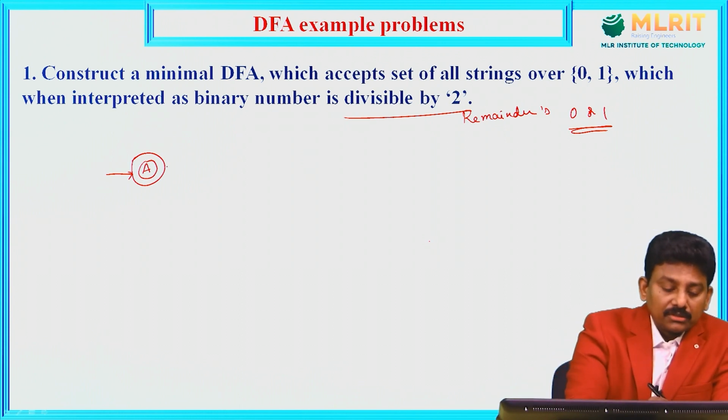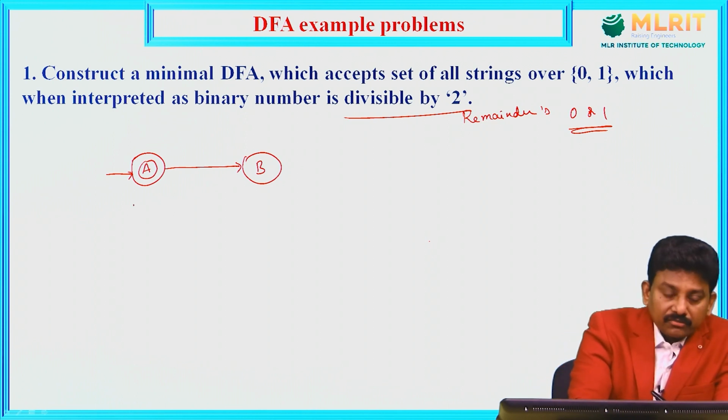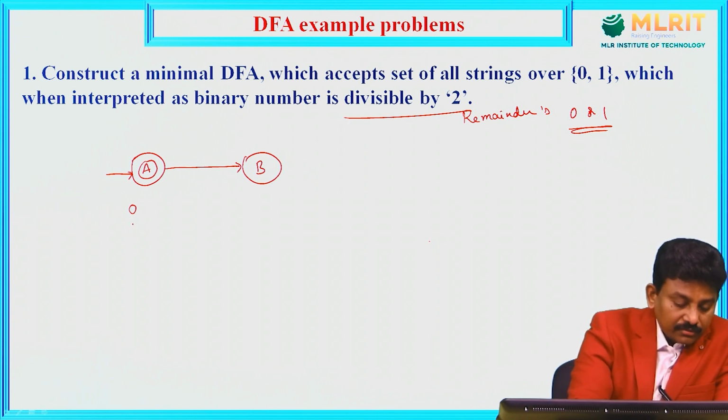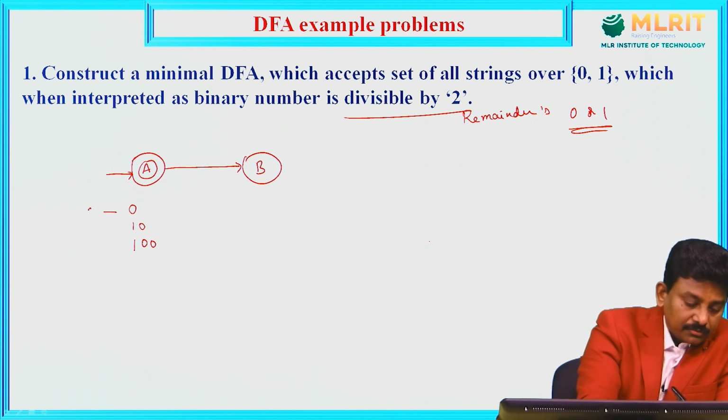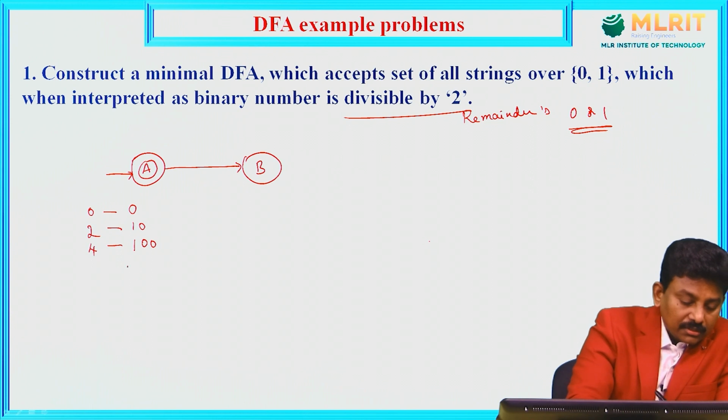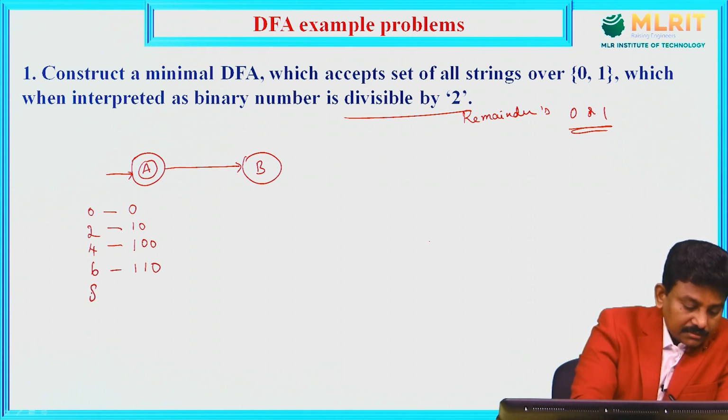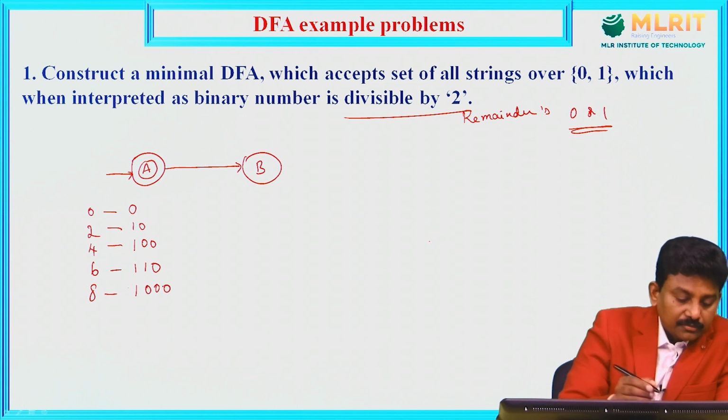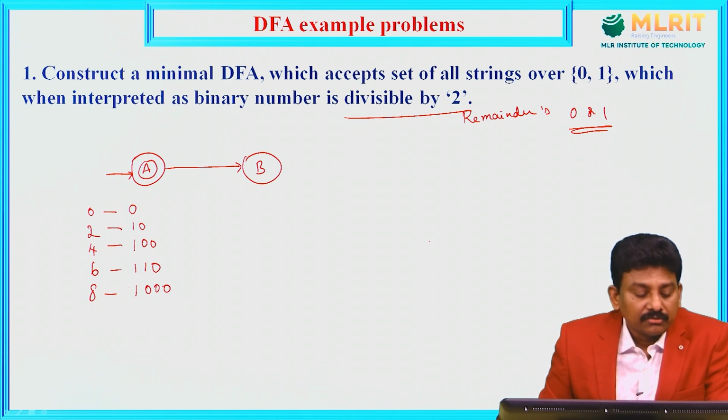That remainder 0 state is the initial state, another is the remainder 1 state. Remainder 0 state: 0 divided by 2, remainder is 0. Another is 2, whose binary number is 10, divide by 2, remainder 0. Then 4 is 100, 6 is 110, 8 is 1000. Divide 0, 2, 4, 6, 8, 10 by 2, remainder 0, and so on.